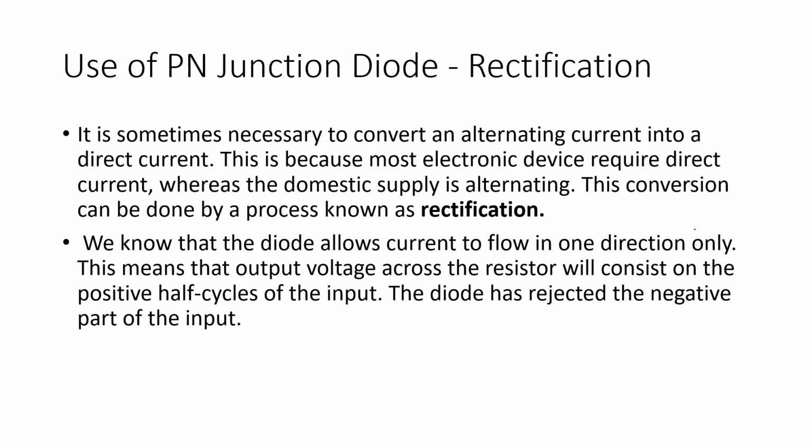All right. Now we reached a point where we are going to make use of what we call rectification. Remember we said that one of the main functions of a diode, and we must know this, is to allow electricity to flow in one direction.